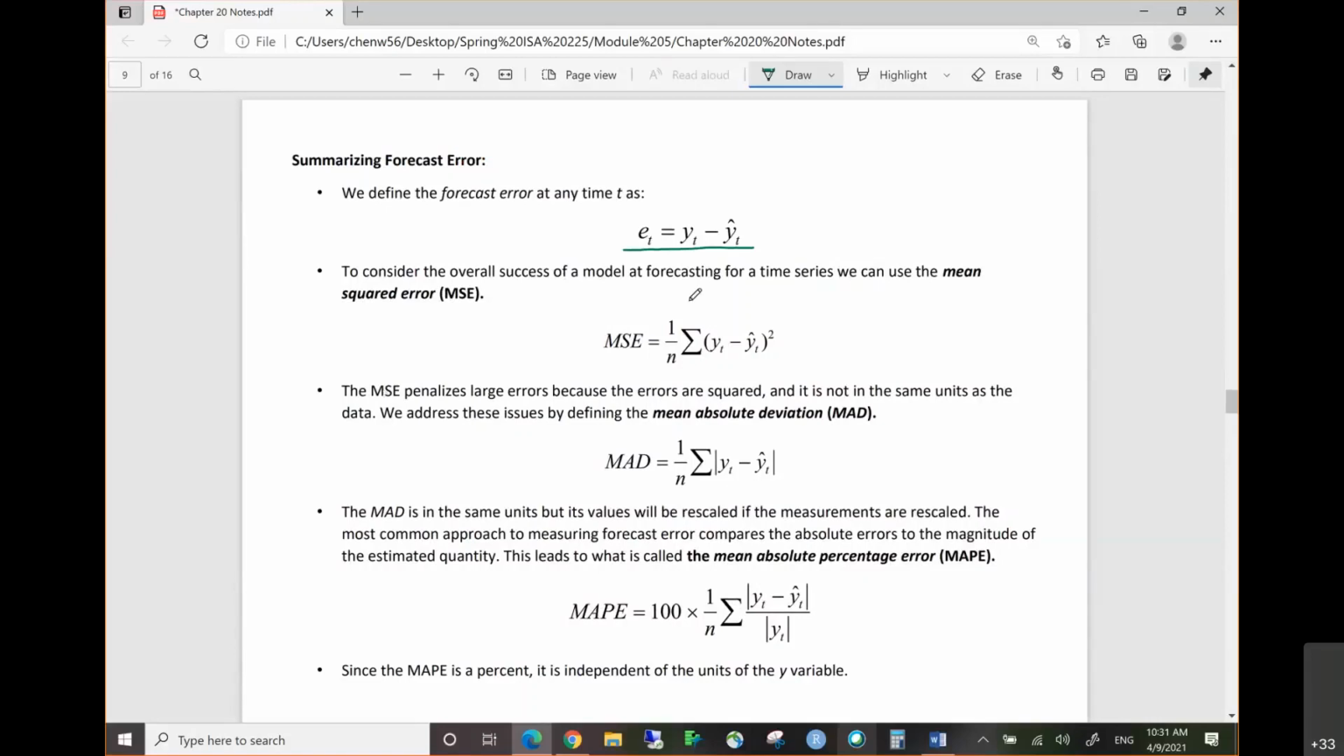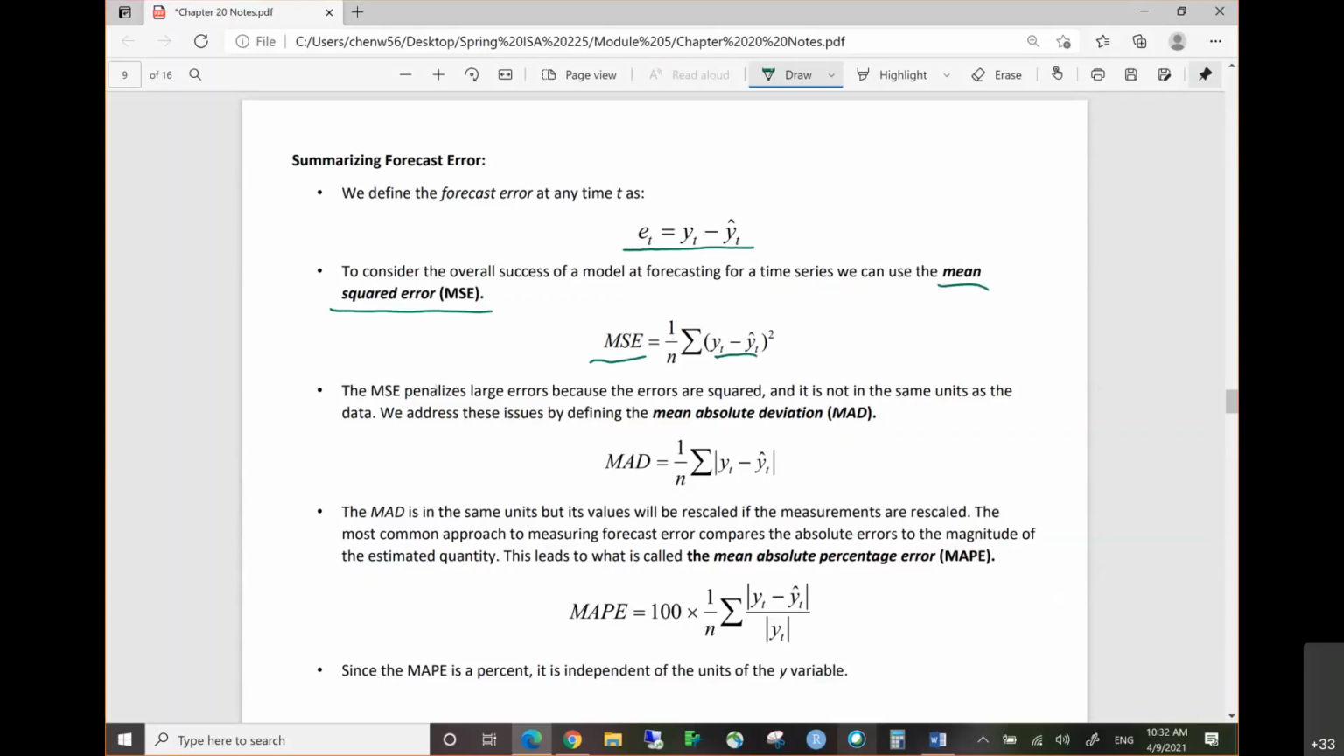So for each observation, we calculate the residual or the error, and then we square it. Then we sum all the squared error terms and divide by how many of them, and we get the mean squared error. So we square the residuals, sum them all, and divide by how many there are. That gives us the MSE.